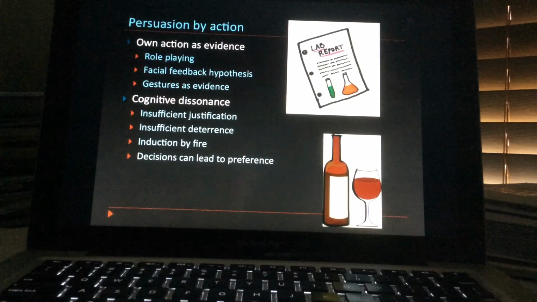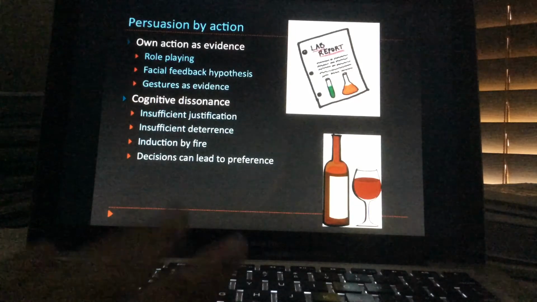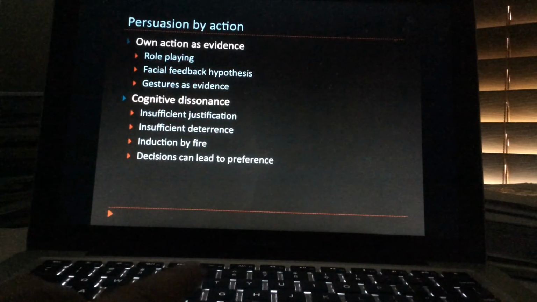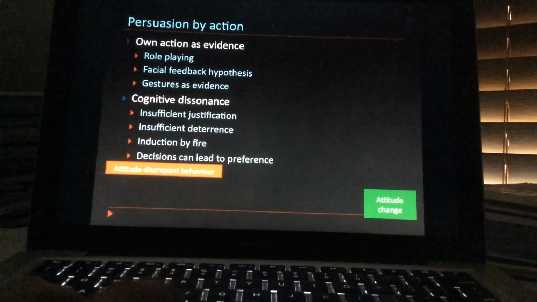So if, in the past, you know that you've been able to pull an all-nighter, or if you know that you can have 2 glasses of wine and then still write a lab report, or if you know that you can have 1 glass of wine and then stop, all of these things that you know from your previous actions can lead to your current, let's call it persuasions by action.